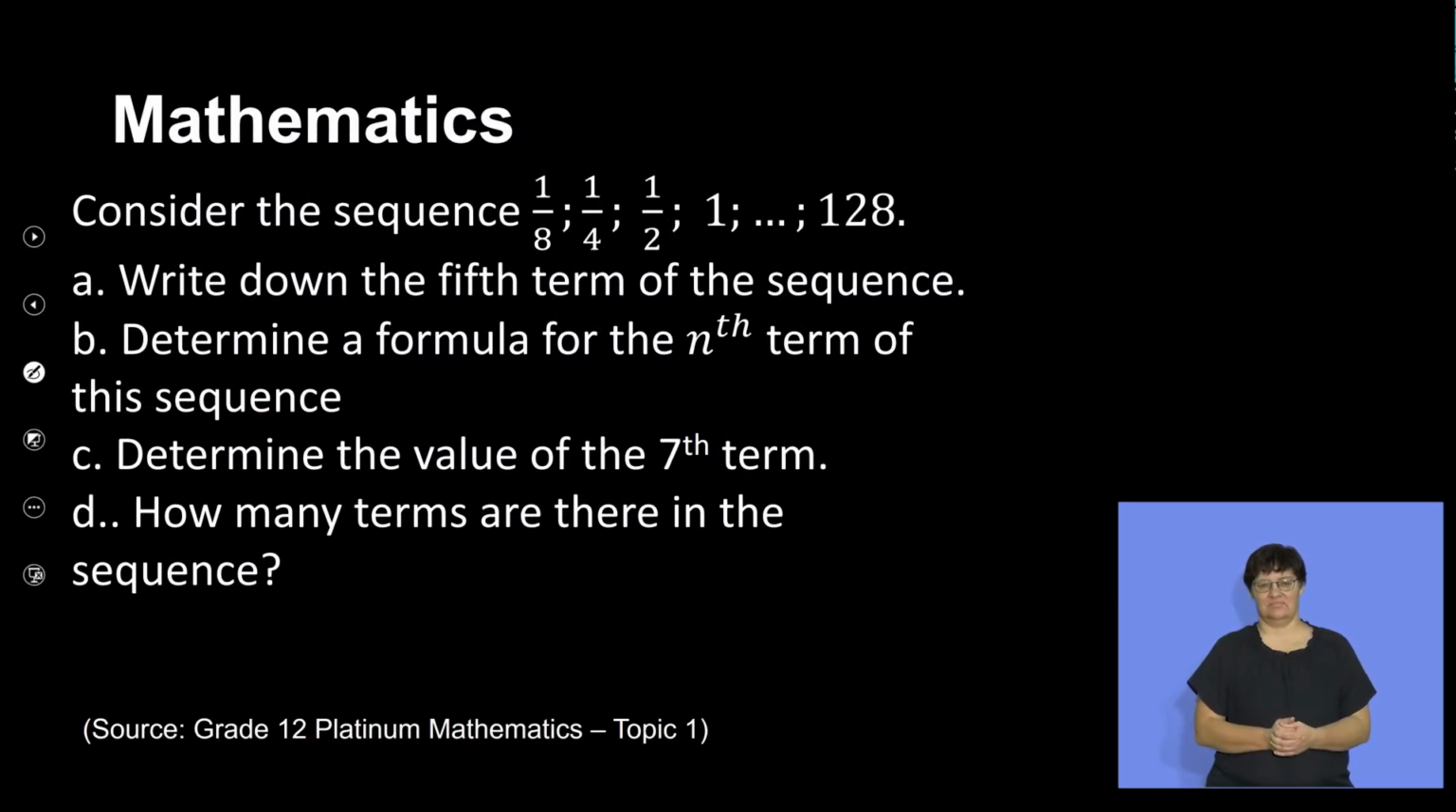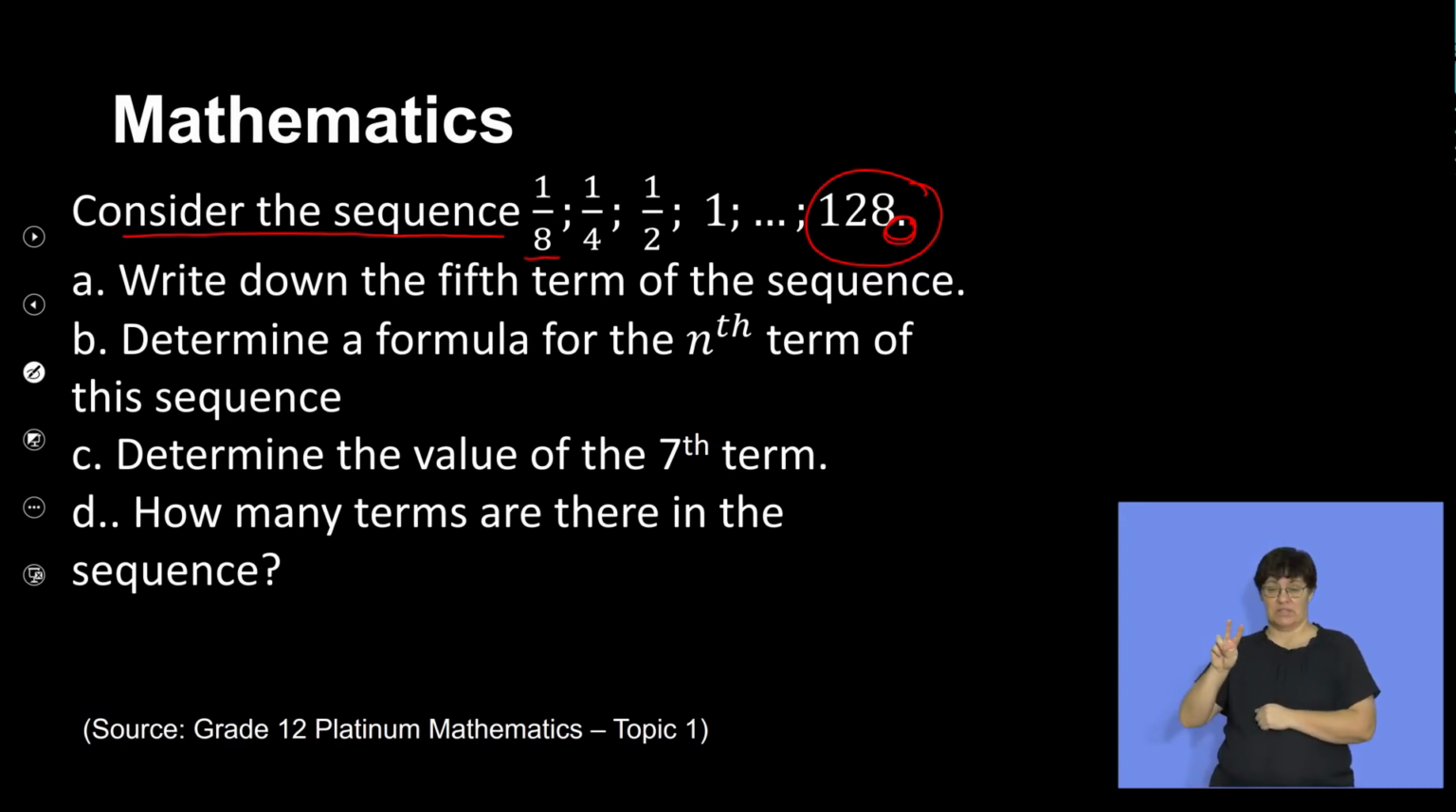Great, everybody. Let's have a look at this example. We have been asked to consider the sequence an eighth, a quarter, a half, 1, going on to 128. Please note that if there's a full stop after a term of the pattern, that means that this is the last term of the pattern. So the first term is an eighth, and the last term of this pattern is 128. Let's have a look at the questions.